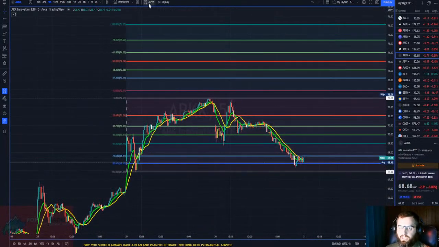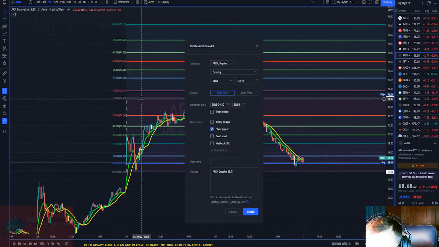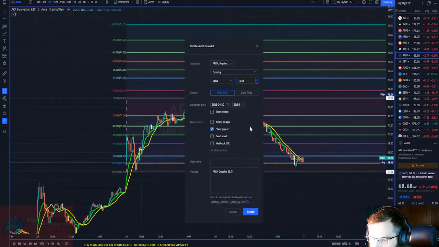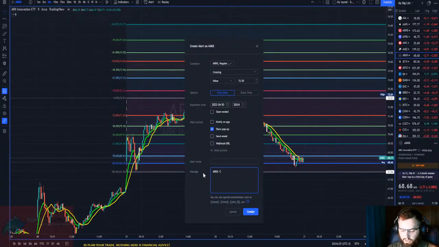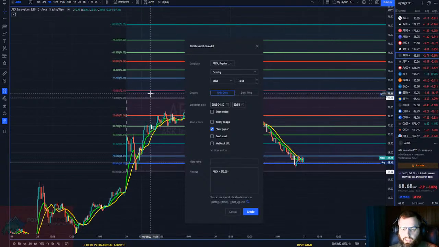Bring that over so you guys can see it a little better. So if we break above, right now our 0% is at 72.01. So we're just going to call this 72.05 to give it a little bit of breathing room. So ARK over 72.05. And let me bring up my options chain here. So ARK over 72.05, and if we go up and we look at the 1, 2, 3 extension, that's 73.56.